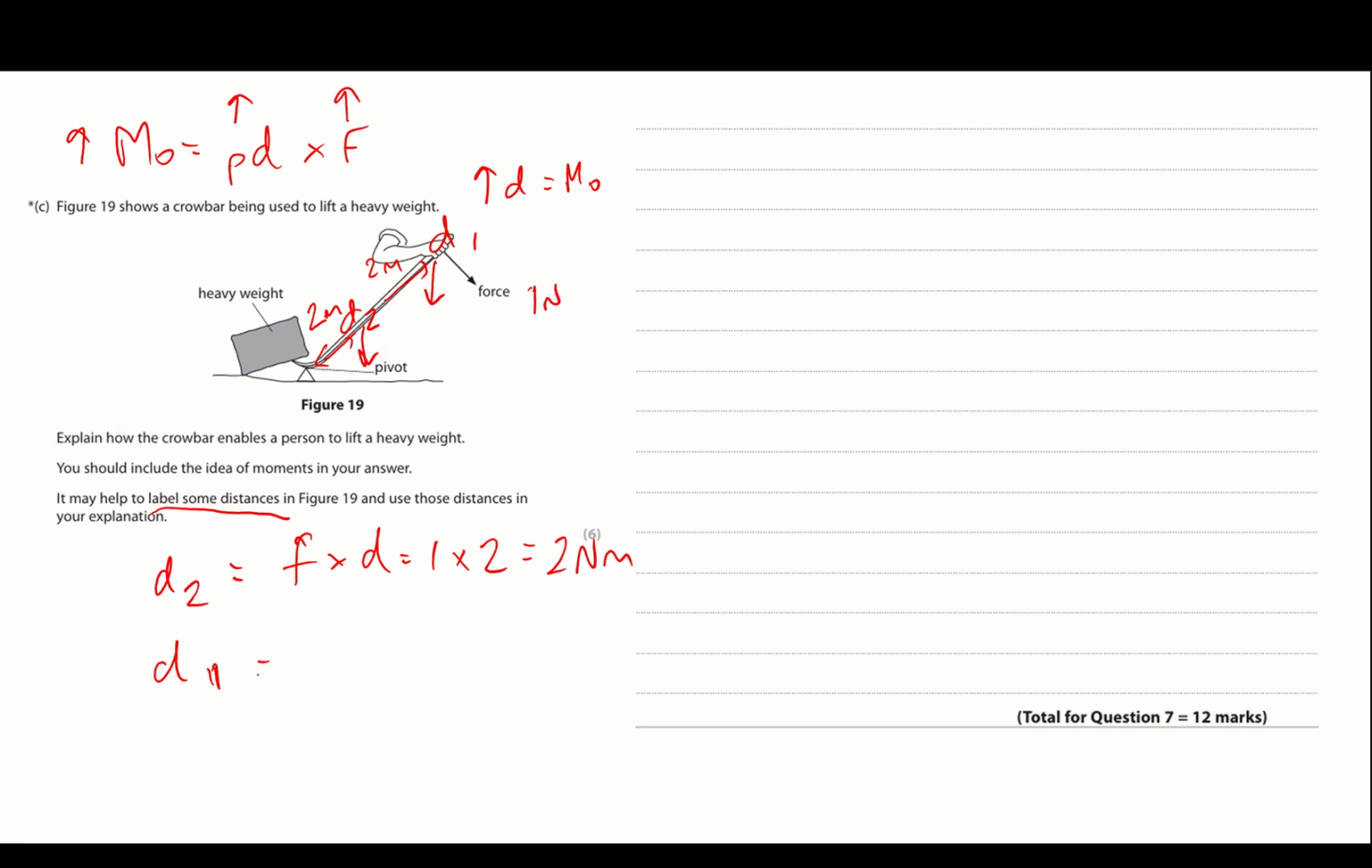So for distance 1, it's the same, force times distance, and that's going to equal 1 times 4, because the total distance is 4, equals 4 Newton meters. And then we get the idea, 4 Newton meters is greater than 2 Newton meters. That's a great thing. So with the same force, I've got an increase in turning moment. Here comes all the wording for it, but that's one way that you could have gone with labeling some distances.